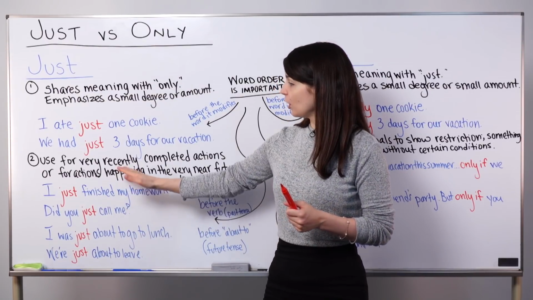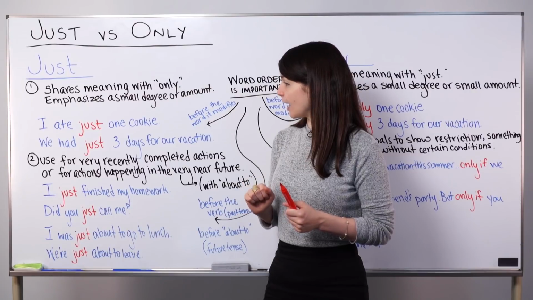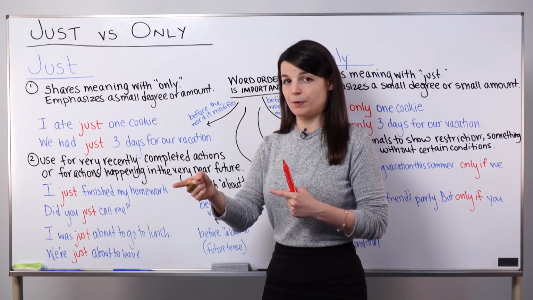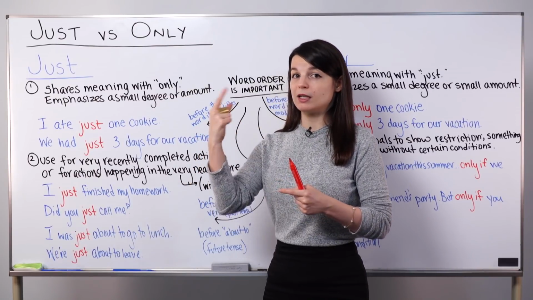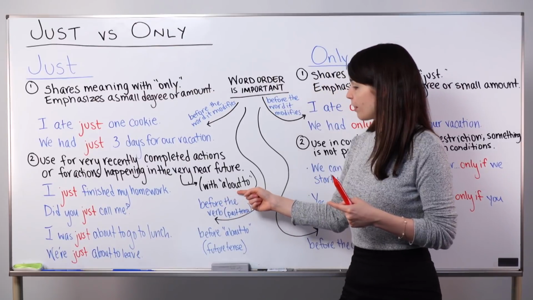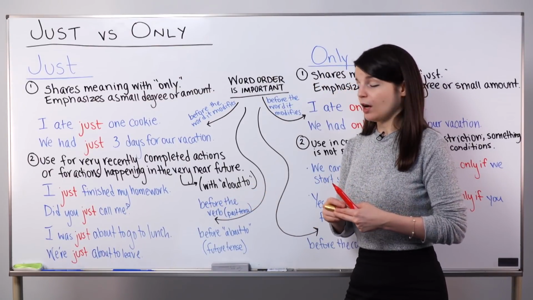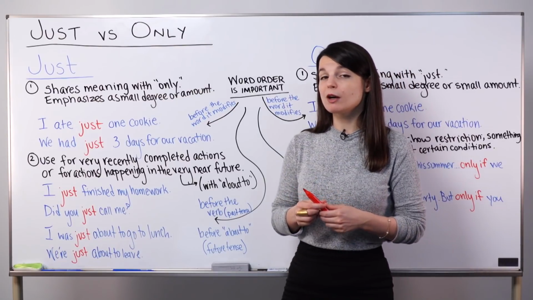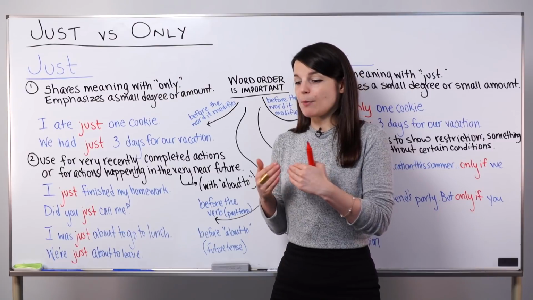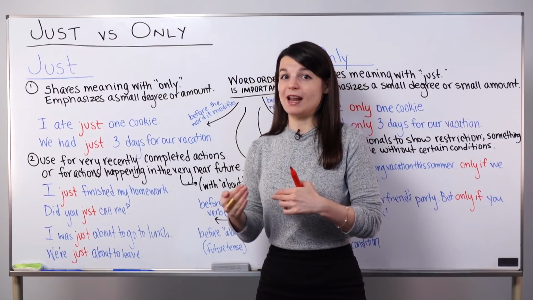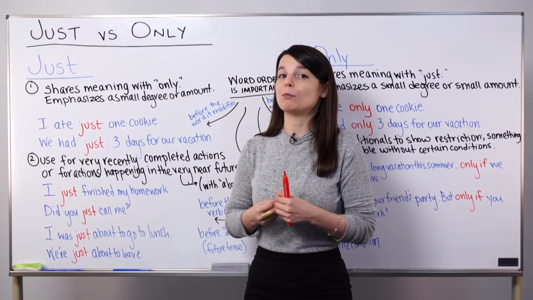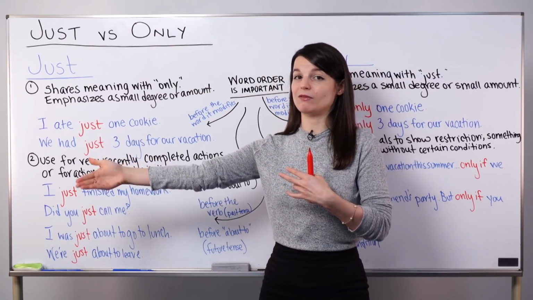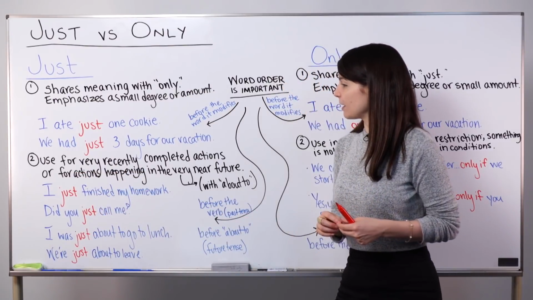We can use just for very recently completed actions or for actions happening in the very near future. When we use just to talk about near future actions, we use it with about to. Also, you may hear some speakers use just with the ing form of a verb. So that means something is happening like now. It's beginning right now. So it's extremely near future. You might hear that. So with about to, that means it has not started yet, but it's going to be very soon. So let's look at some examples.